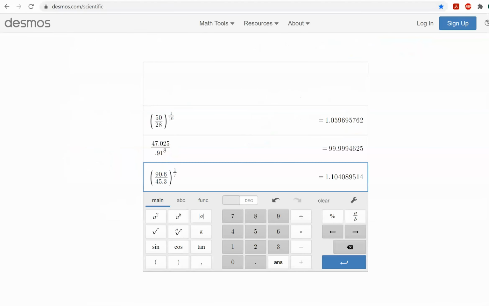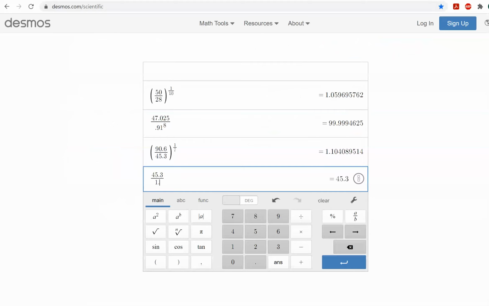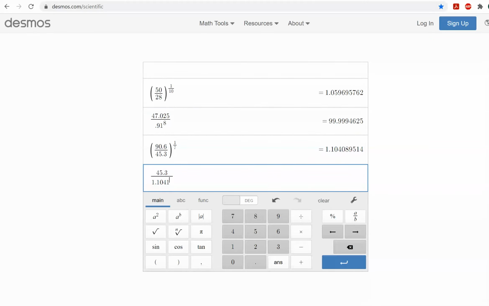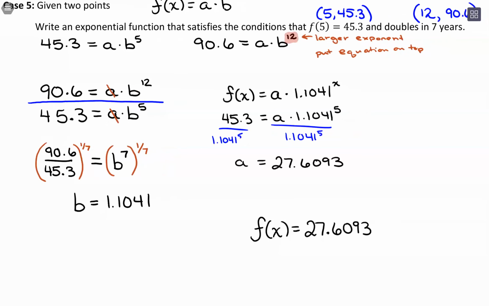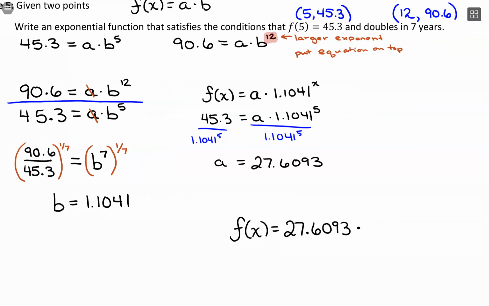So 45.3 divided by 1.1041 raised to the 5th power, 27.6093. So our function is, yeah, let's keep it to 4 decimal places. With my open math, just follow, they state any rounding rules. If you can keep it to 4 decimal places, that should keep a good amount of accuracy. I know it looks kind of messy, but being accurate is good.